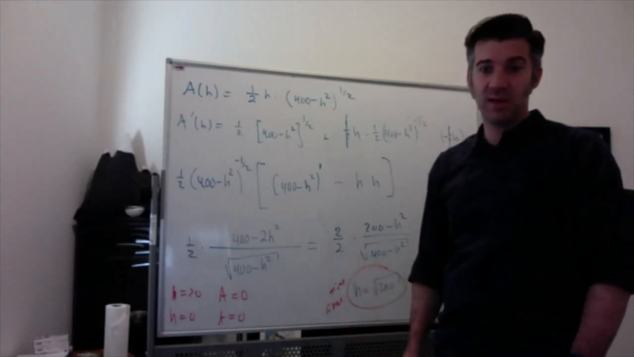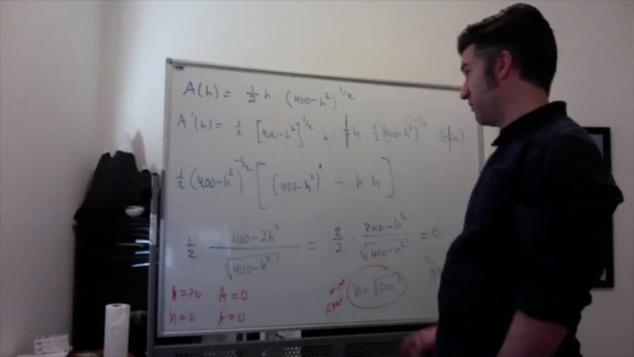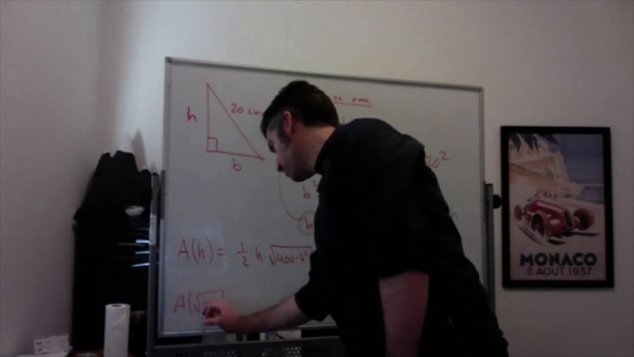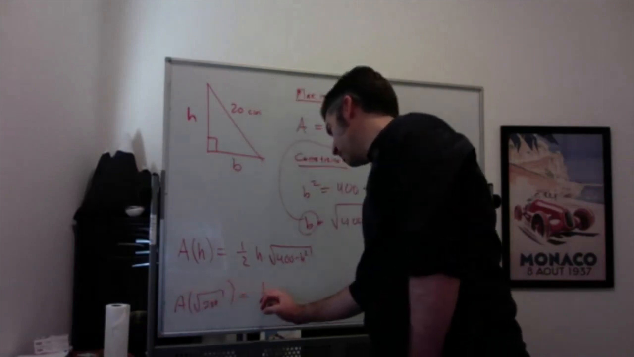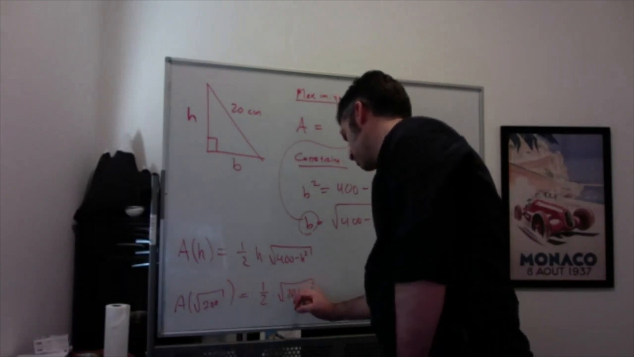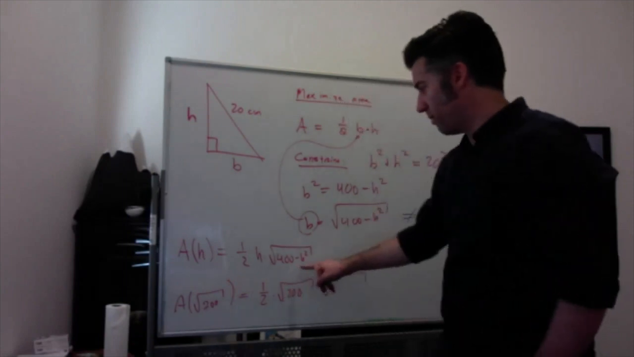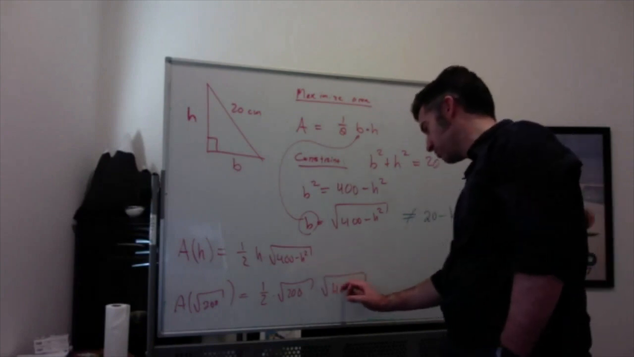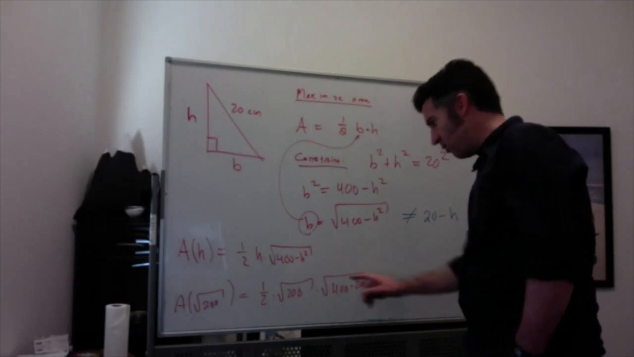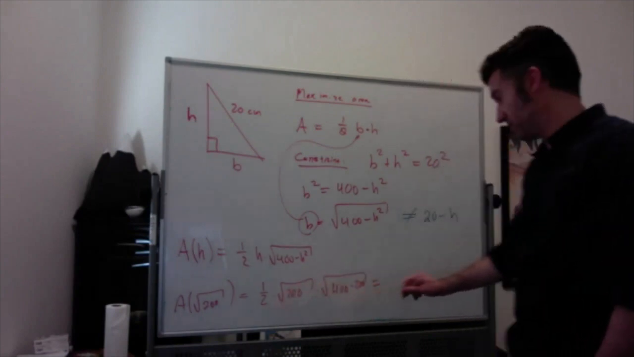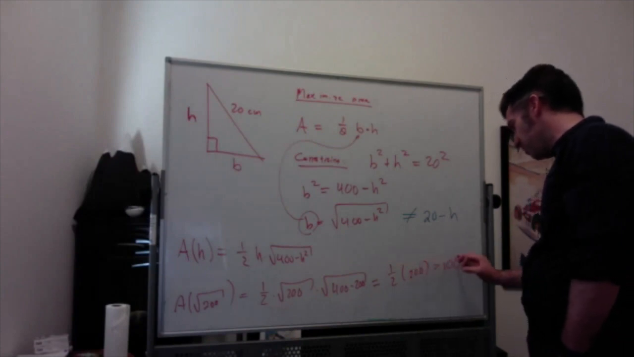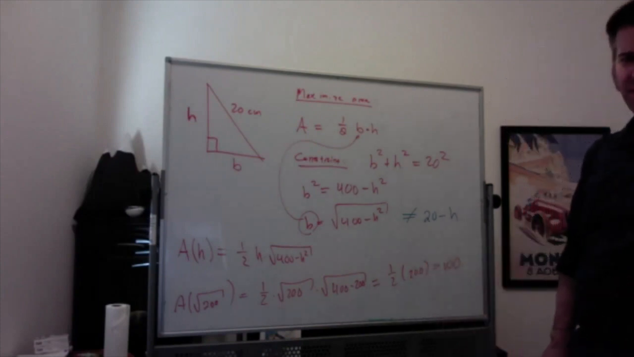And I guess since the question was to find the area, we should actually figure out what that is. So if I plug in the square root of 200, I get 1/2 times the square root of 200 times the square root of 400 minus 200, right? Because the square root of 200 squared is 200. So I get 1/2 times the square root of 200 times the square root of 200, which is 1/2 times 200, which is 100. I really don't actually like doing it that way.